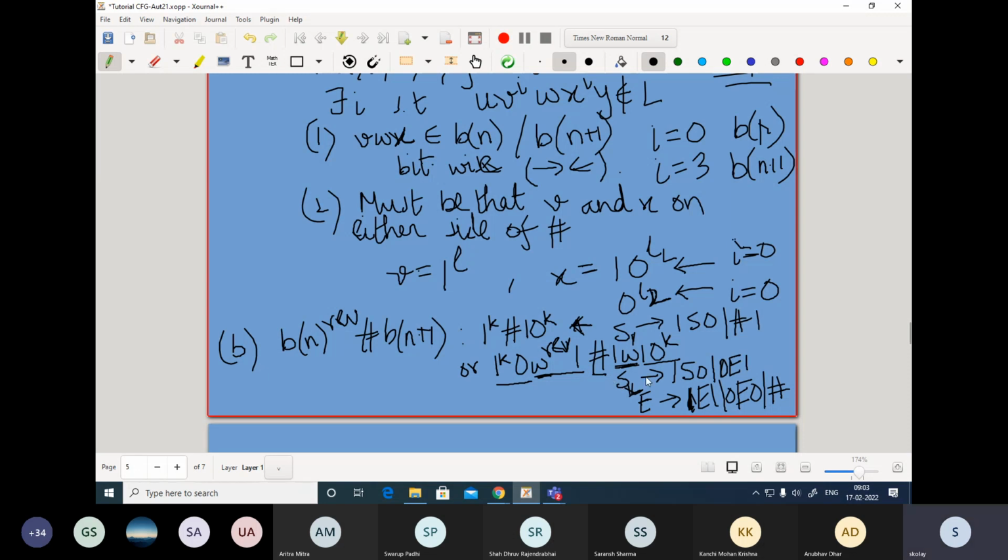I think you need to put 1 hash 1, because this has to be 1, right? It can't be 0. Yes. Okay, so then to get the language, you have S going to S1 or S2.